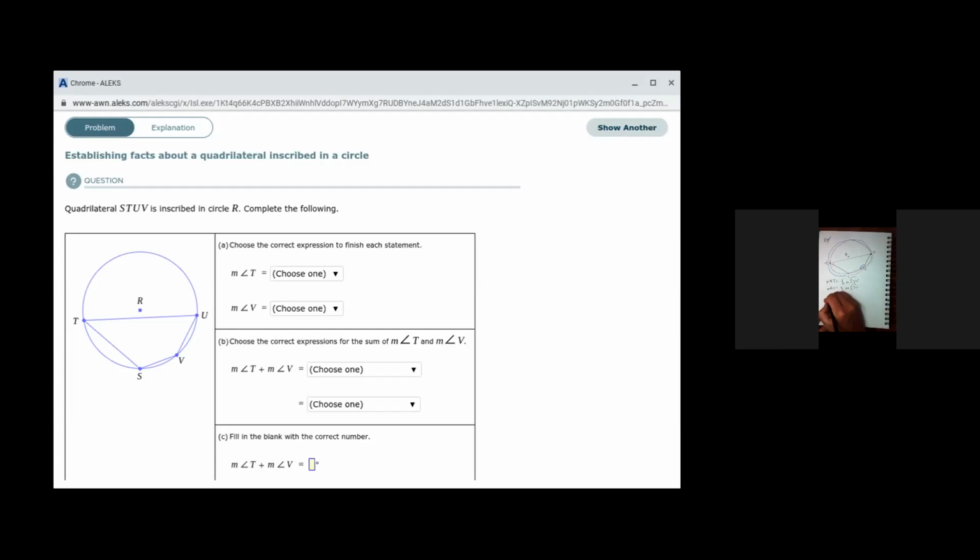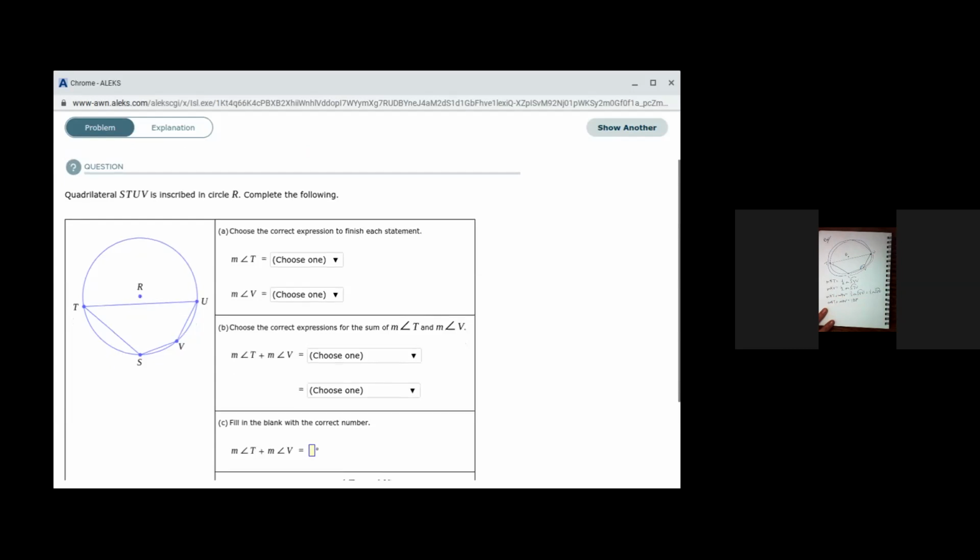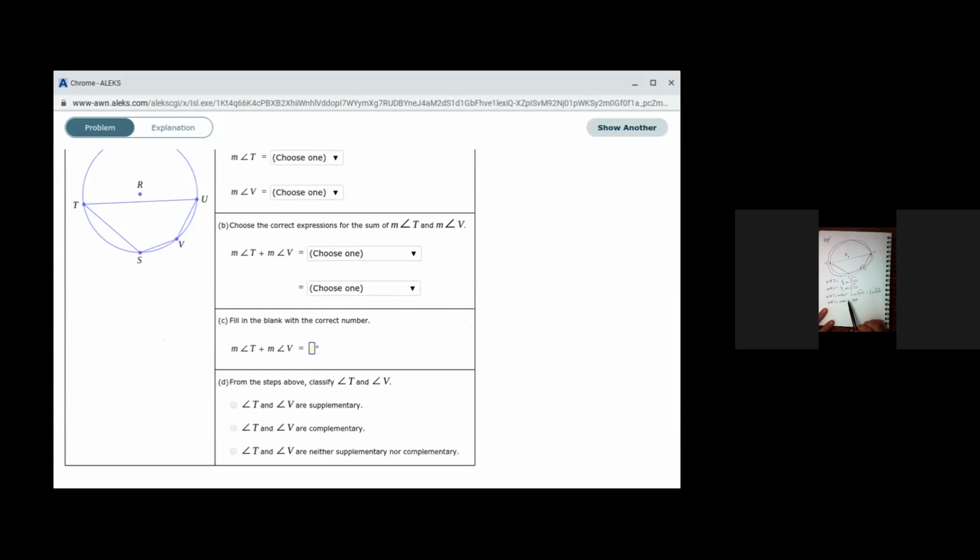Well, let's just add those together. The measure of angle T plus the measure of angle V will be equal to, what's T equal to? Half the measure of arc SVU, plus what's angle V equal? 1/2 the measure of arc STU. And we know that these are opposite angles in an inscribed quadrilateral, so the measure of angle T plus the measure of angle V is 180 degrees. Cool. We could have said one step before, so this is for part C.